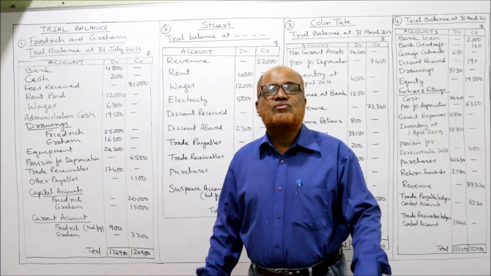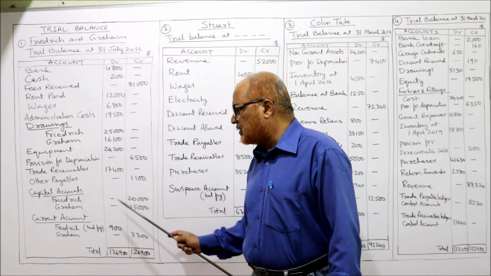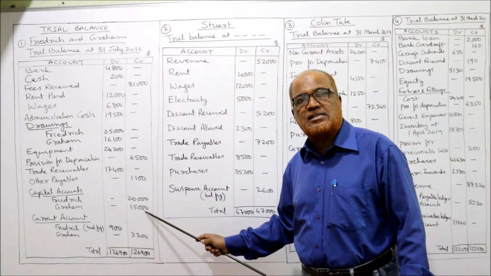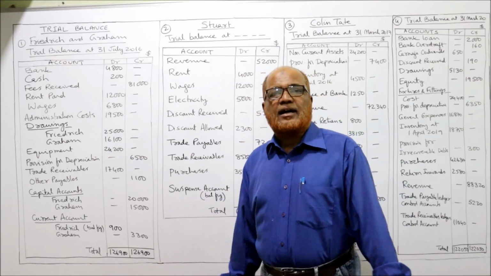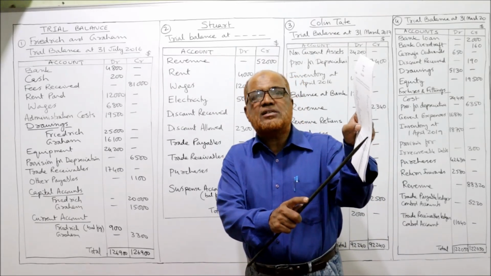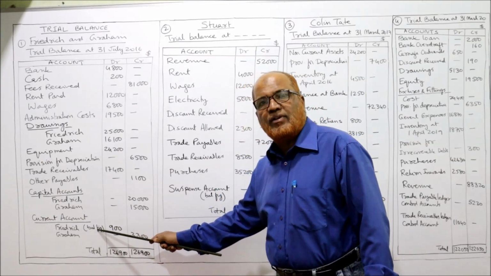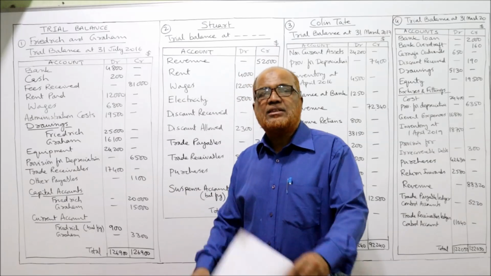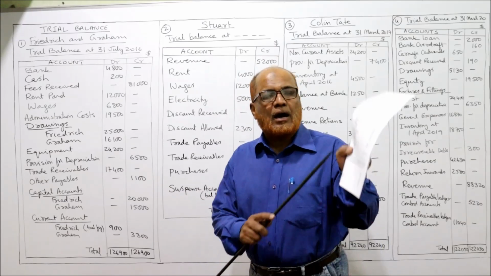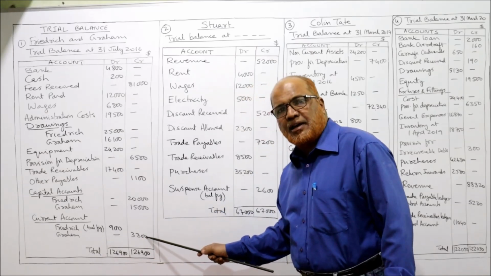Capital accounts always show a credit balance. So capital, Friedrich 20,000 and Graham 15,000, on the credit side. The last one is the current account. The current account for Friedrich is not given; a question mark is given in the problem, and we have to find it out. So for Friedrich we will take the balancing figure. Then Graham 3,300 credit, in the credit column.